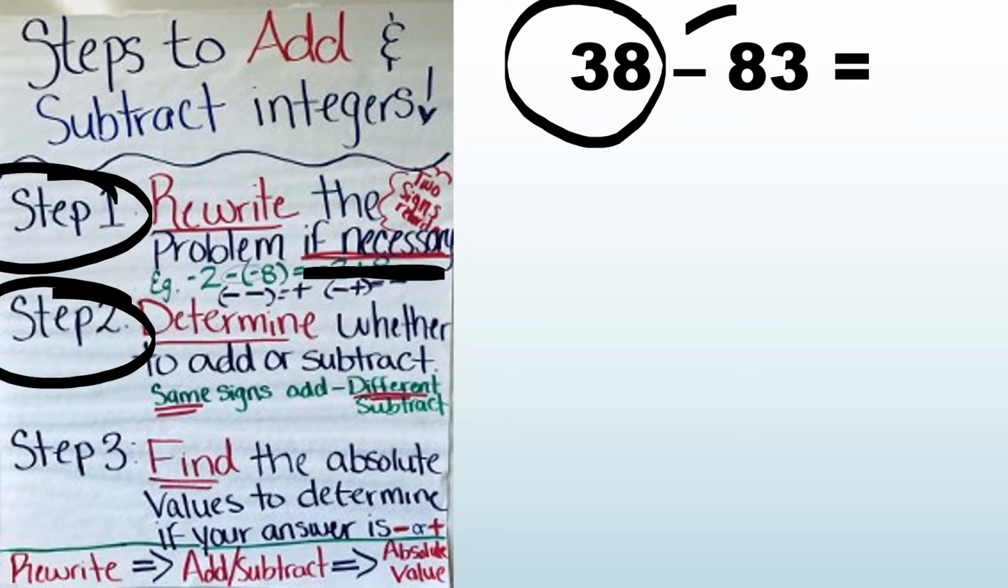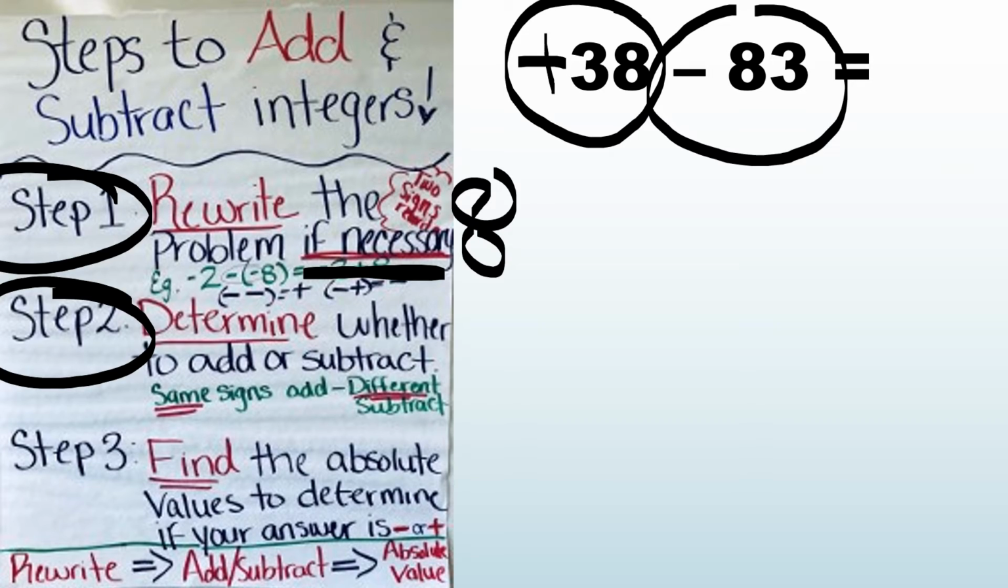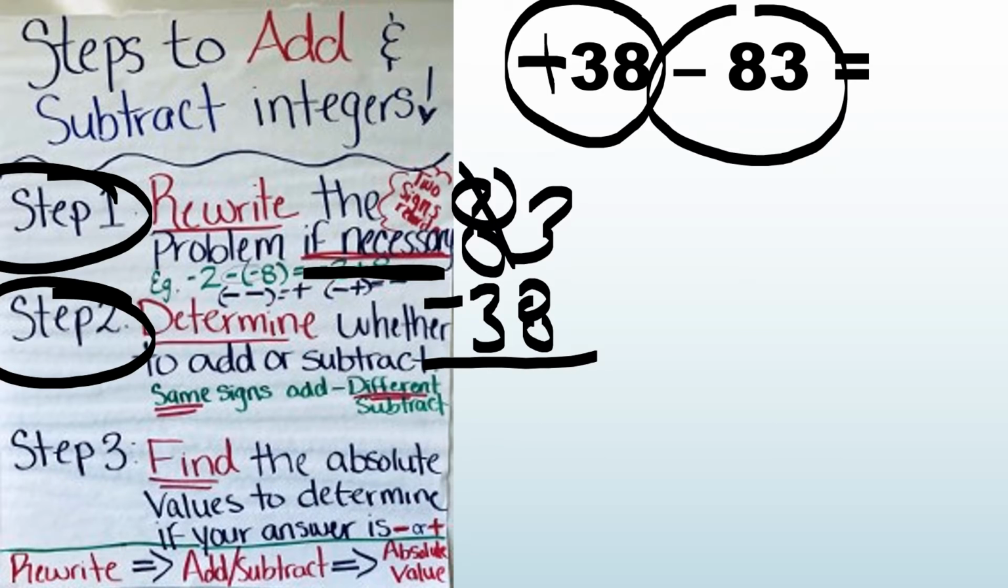So I'm going to circle. I see that I have different signs, so I need to subtract 83 minus 38. Obviously, I know I cannot subtract 8 from 3, so I need to regroup. Now, if you're still struggling with subtraction, it's okay. Go ahead and count up from 8 to 13. After 8 comes 9, 10, 11, 12, 13. And you can count up from 3 to 7.